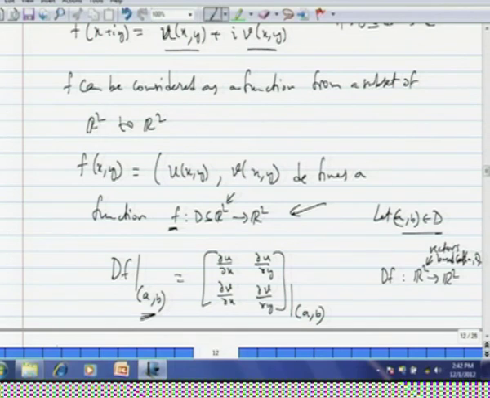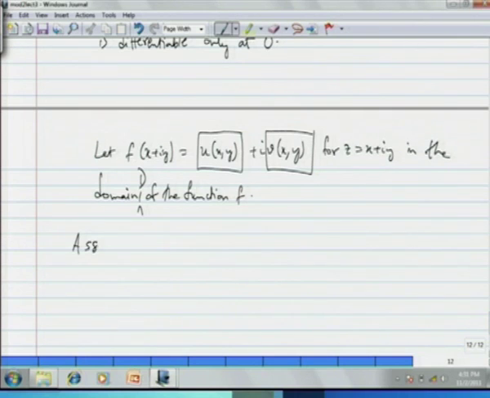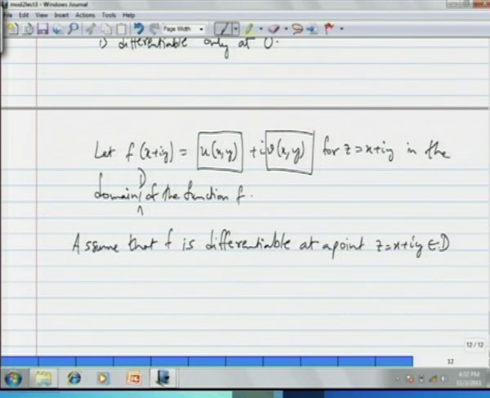And we will first see that the partial derivatives ∂u/∂x, ∂u/∂y, ∂v/∂x and ∂v/∂y satisfy certain relations amongst themselves, and these are called the Cauchy-Riemann equations, which we are now going to examine. So, under this assumption, assume further that f is differentiable at a point z = x + iy belonging to D.